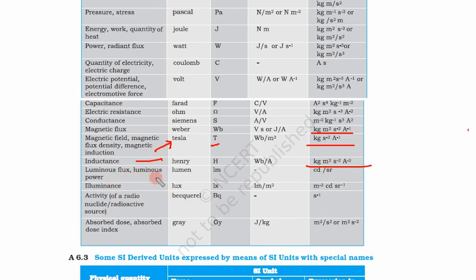Luminous flux, luminous power, common unit lumen, written by lm. So no representation. Candela per steradian. This is steradian, that solid angle that we have discussed. Illuminance, common unit lux, represented by lx, and that is lumens per meter square, and let us put the value of lumens, candela per steradian. This is meter to the power -2 candela per steradian.